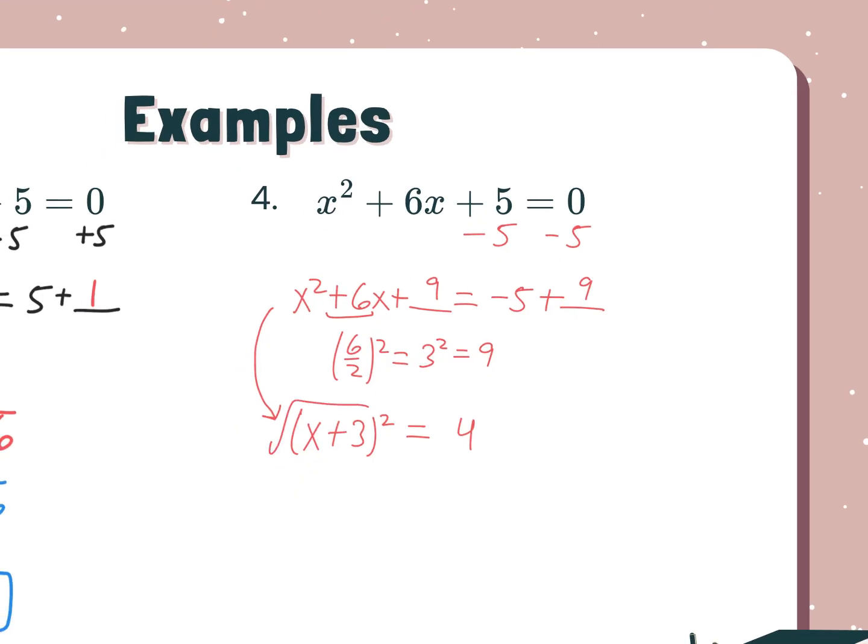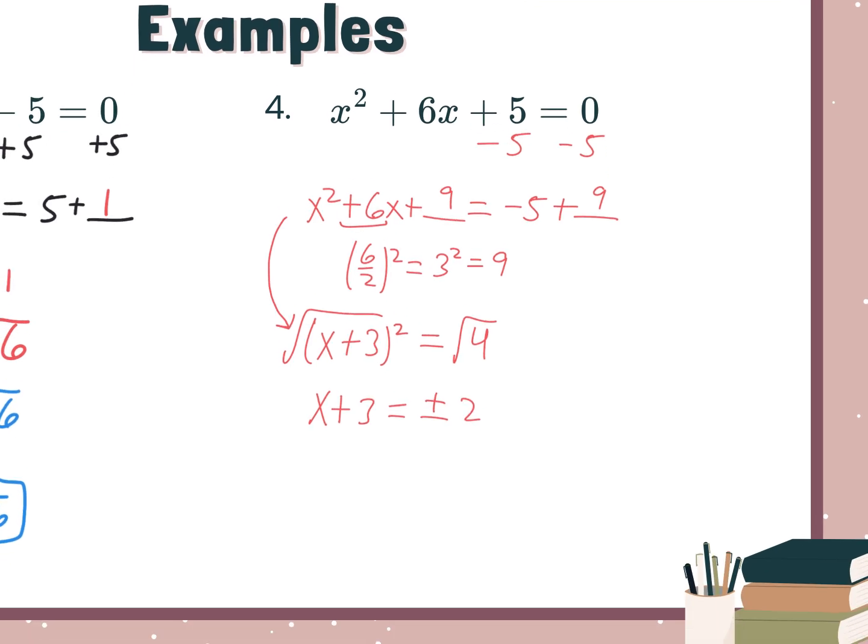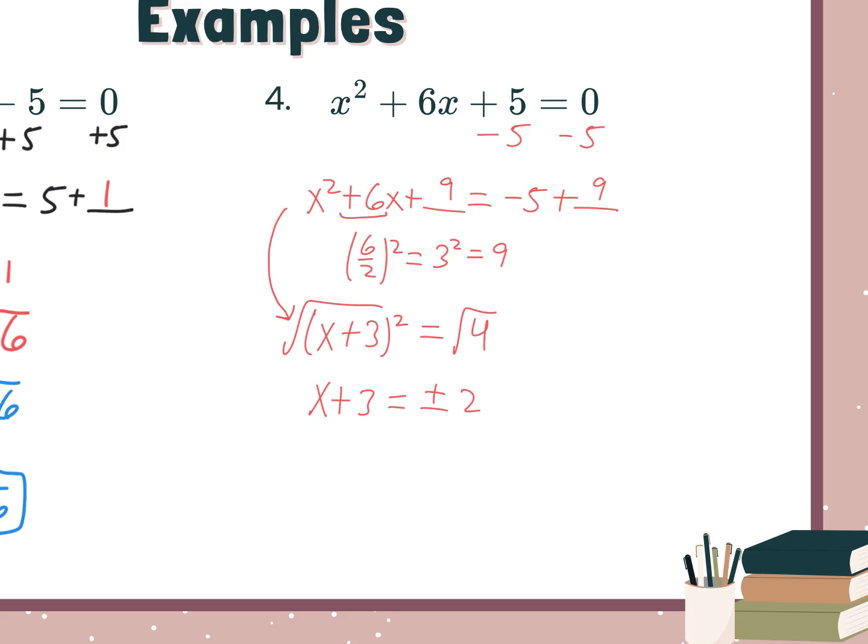So then I can go ahead and square root both sides. So then I get x plus 3 equals plus or minus, the square root of 4 is 2, so I can just immediately write the 2. Very last thing we do is subtract 3 on both sides, and then I get x equals -3 plus or minus 2.